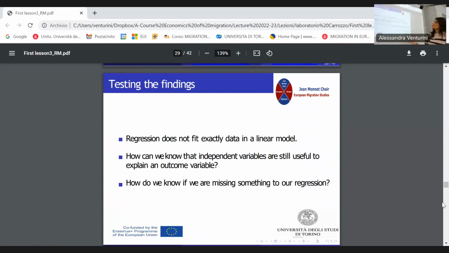When we run a regression, a central part of this step is testing the findings. Some issues are relevant here. The regression may not fit exactly the data in the linear model. How can we know that independent variables are still useful to explain an outcome variable? And finally, how do we know if we are missing something in our regression, the so-called missing variable? So take a look at this figure.